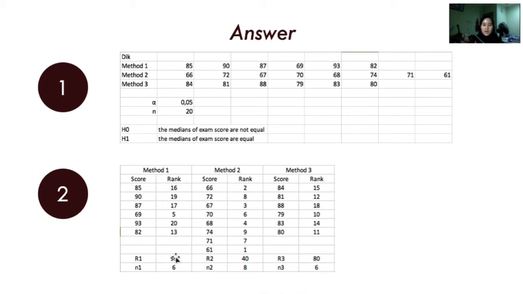So R is the sum of the ranks. R1 is 90, R2 is 40 from the sum of these, and R3 is 80 from the sum of these. And for N, because method 1 uses 6 data, N1 is 6, method 2 uses 8 data, so N2 is 8, and method 3 uses 6 data, so N3 is 6.